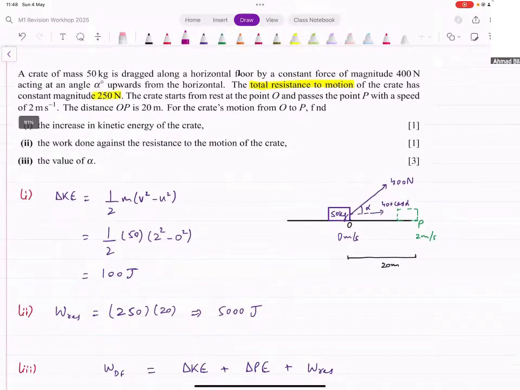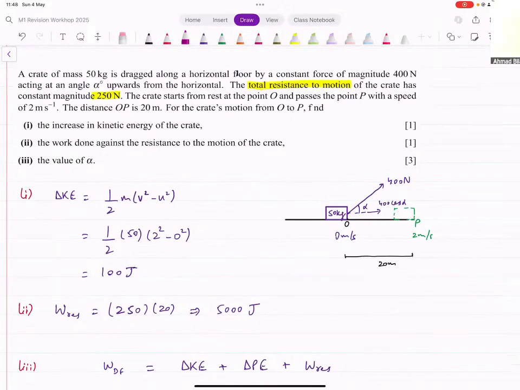Let's say we've got this example. It's a fairly straightforward one. First up, we've got a crate of mass 50 kilograms, and we are given that it's moving on a horizontal surface by a force of magnitude 400 Newton acting at an angle alpha from the horizontal. So you can see that here, there's a force acting here. Because of that force, the object is moving to the right side, and it's moving a distance of 20 meters. There's a resistance of 250 Newton that is opposing the motion, acting in this direction.